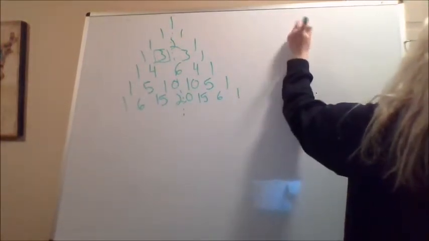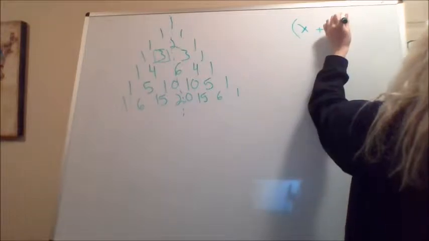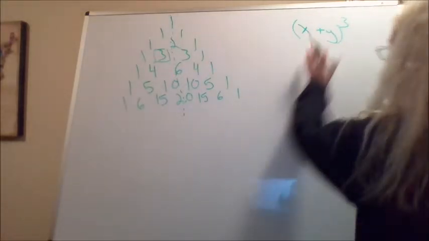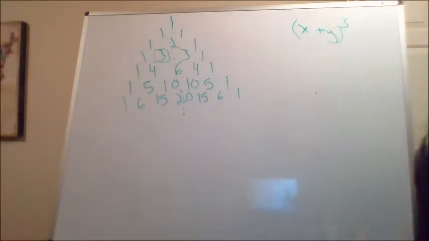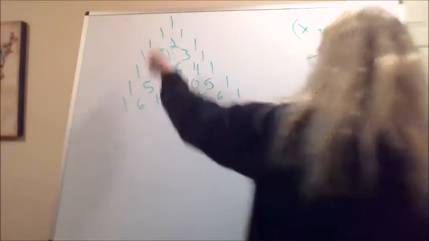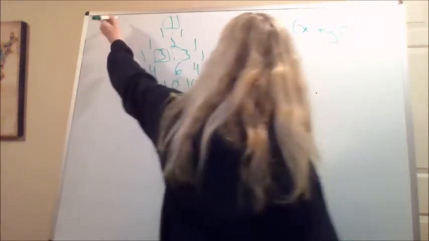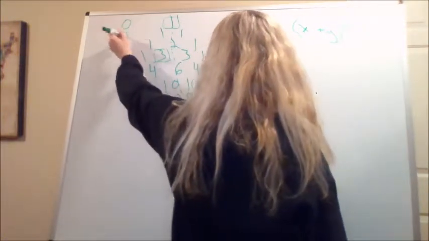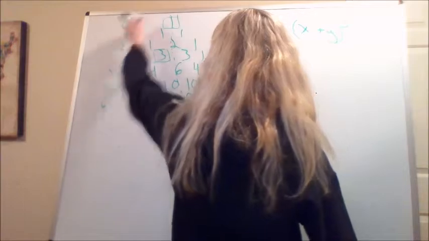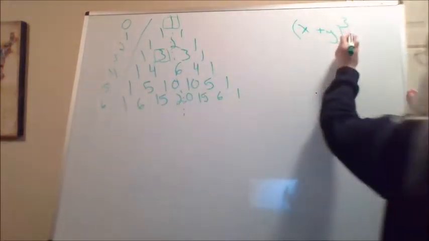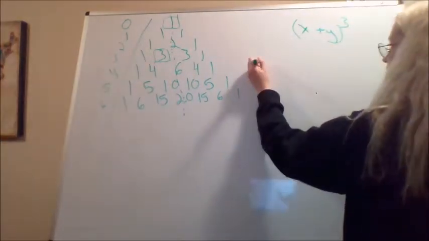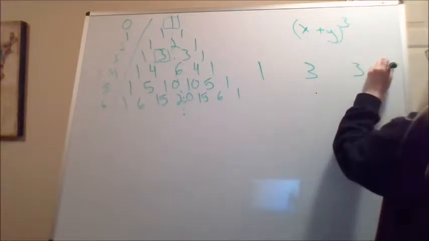If we have x plus y to, say, the third power, how can we use Pascal's triangle? Well, if you don't want to multiply out x plus y all to the third power, you can look to the third row of Pascal's triangle for your coefficients. But you have to remember that this single one up here counts as row 0. So you have row 0, row 1, row 2, row 3, 4, 5, and 6. So for x plus y to the third power, we look to the third row: 1, 3, 3, 1.